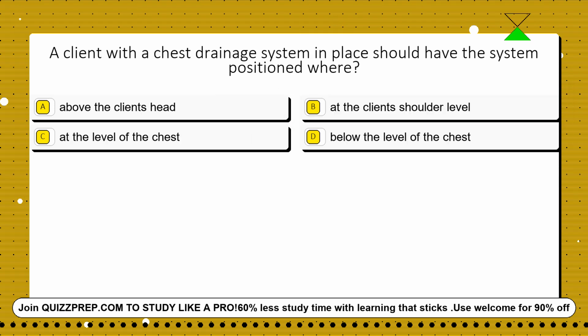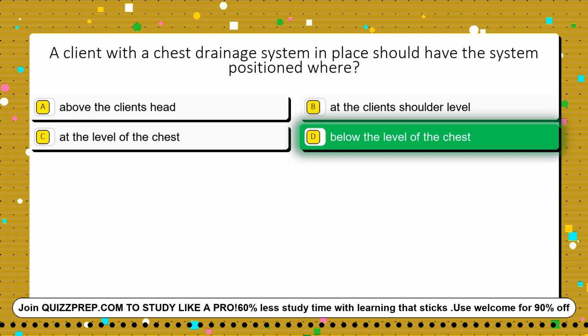Question 3. A client with a chest drainage system in place should have the system positioned where? Option A. Above the client's head. Option B. At the client's shoulder level. Option C. At the level of the chest. Option D. Below the level of the chest.